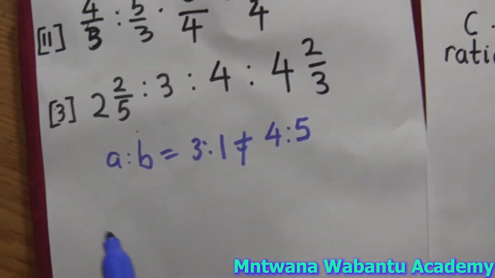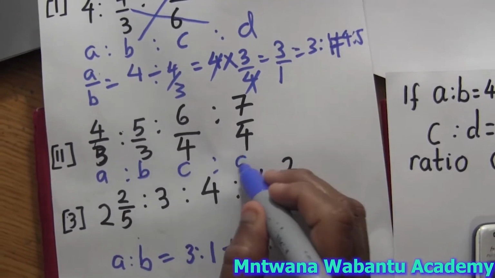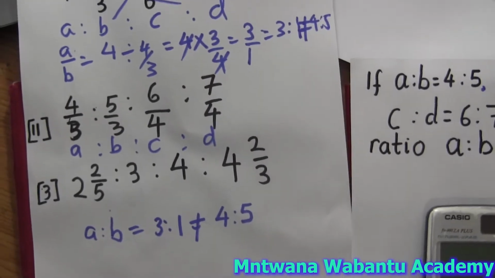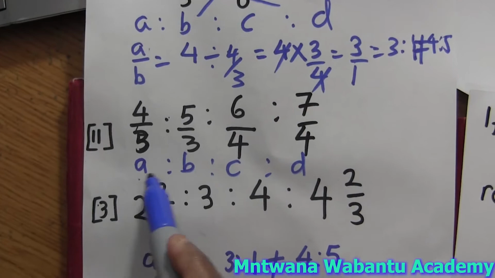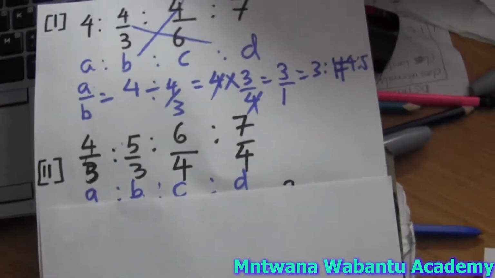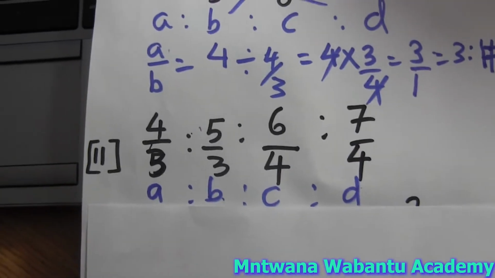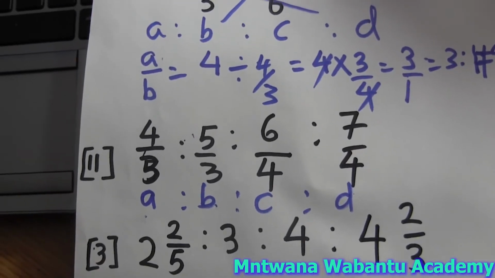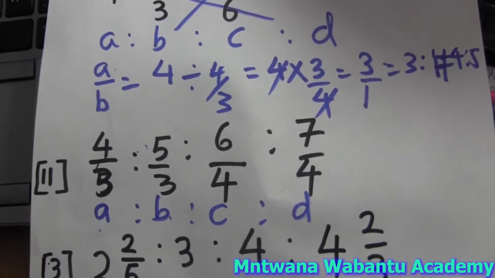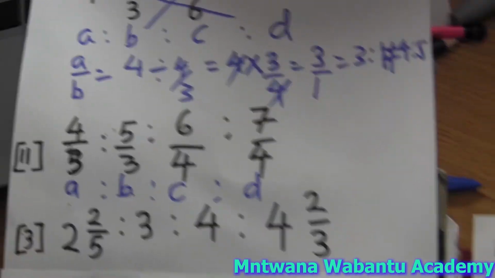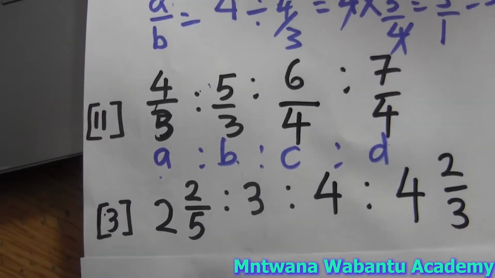Now let's go for the second one. We know this is A, this is B, this is C, and this is D according to their options. So I'm going to say AB means A over B. We do the same thing here for the second option. We have 4 and 3. Let's find AB and see if it's going to give 4 over 5. So for this option, let's go. AB, A ratio B.